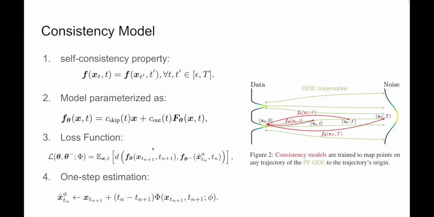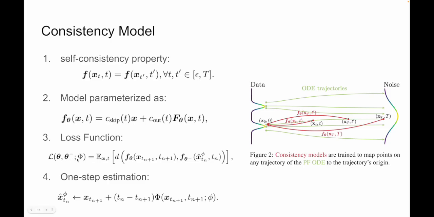After that, we need to construct the loss function. The loss function is L(theta, theta minus, phi) equals the expectation of a difference function. D is a difference function to tell the difference between two outputs, f theta and f theta minus. So at first, at time step tn plus 1, we get an output. The output is a clean image from this consistency model, and then we use a one-step estimation, number 4, with some ODE solver and the input of x tn plus 1 to get x tn. After we have x tn, we run the consistency model f theta minus to get another clean image. Then we tell the difference. That's our loss for the training.